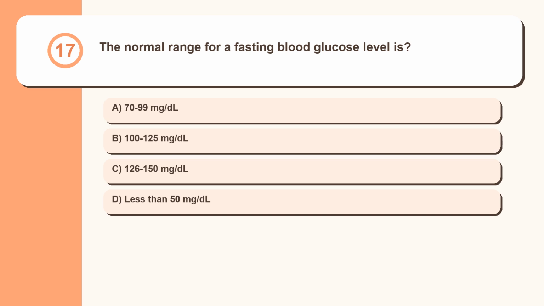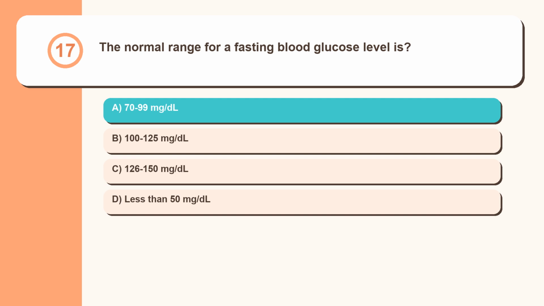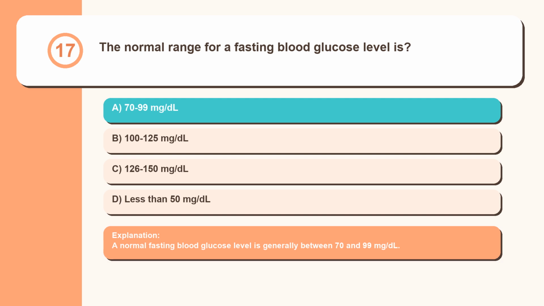Question 17. The normal range for a fasting blood glucose level is 70 to 99 mg/dL, 100 to 125 mg/dL, 126 to 150 mg/dL, less than 50 mg/dL. A normal fasting blood glucose level is generally between 70 and 99 mg/dL.